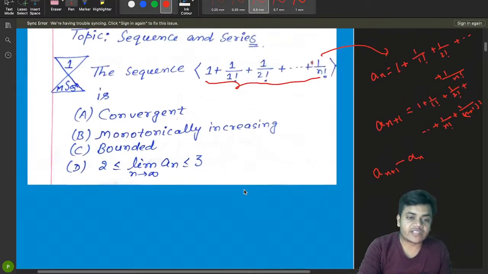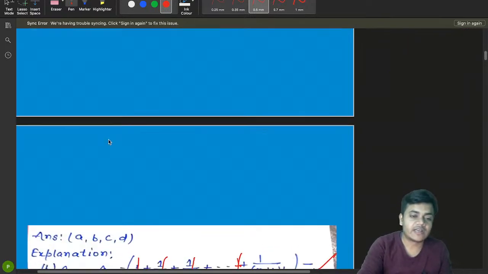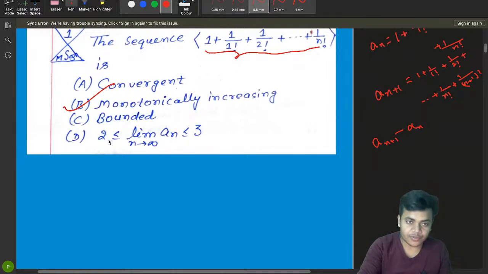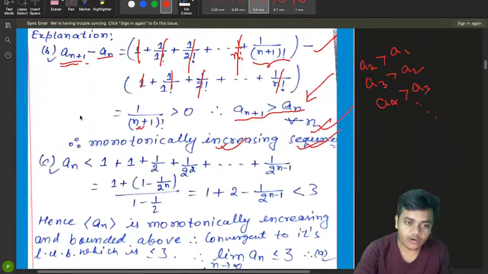Okay, the next thing. So this option is absolutely right. Actually, all the options are true, but how? It will be really interesting to see. So it is monotonically increasing. Now we are interested in its boundedness, whether it is bounded or not.